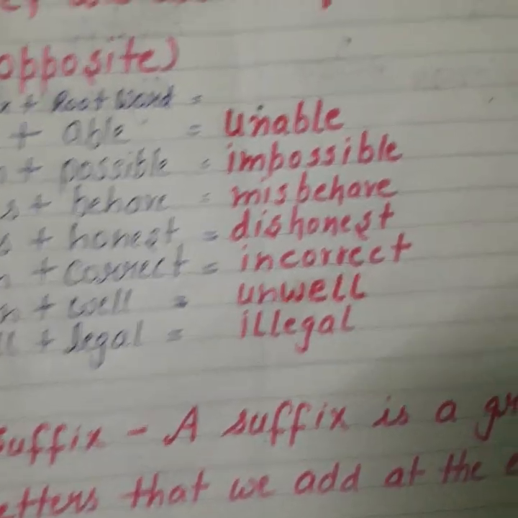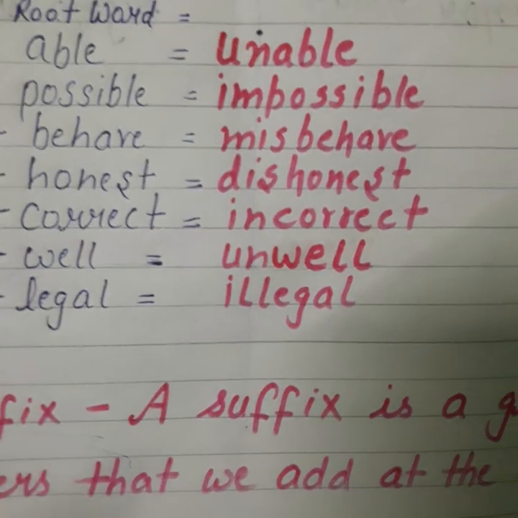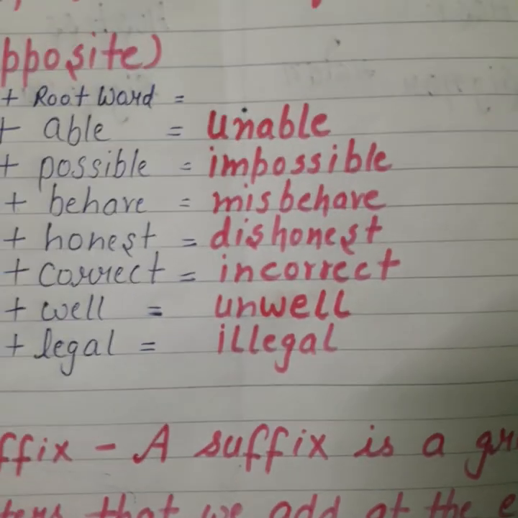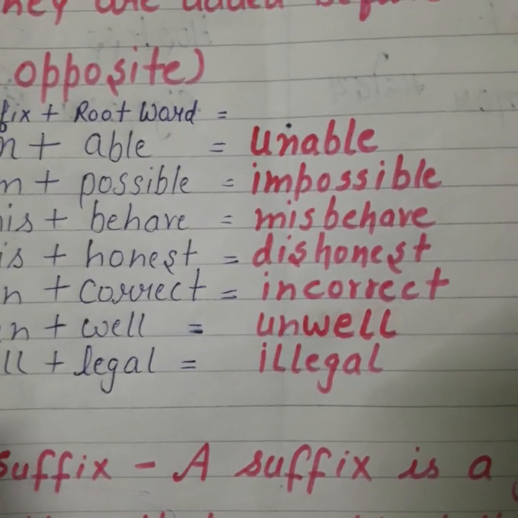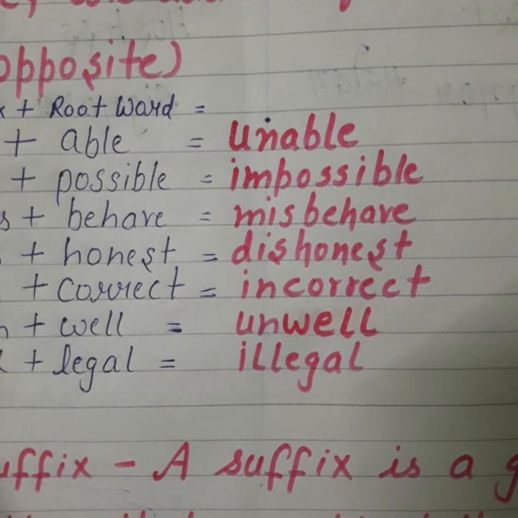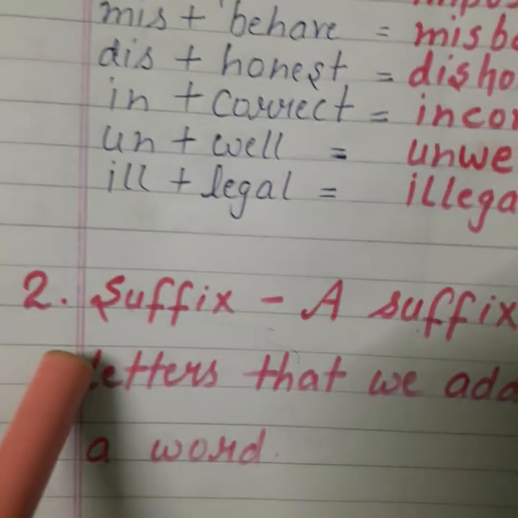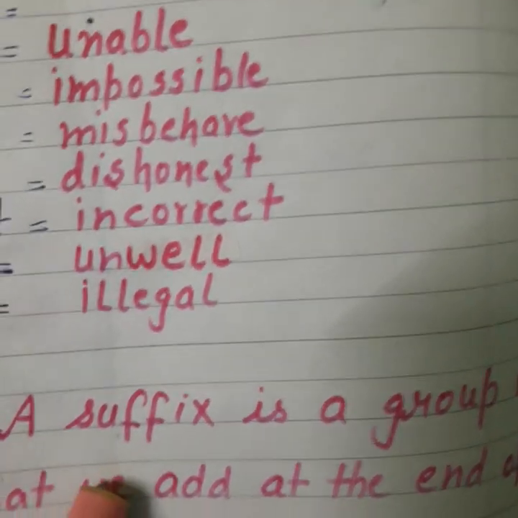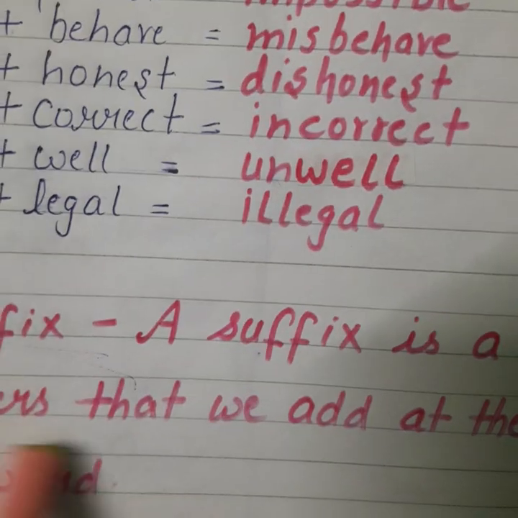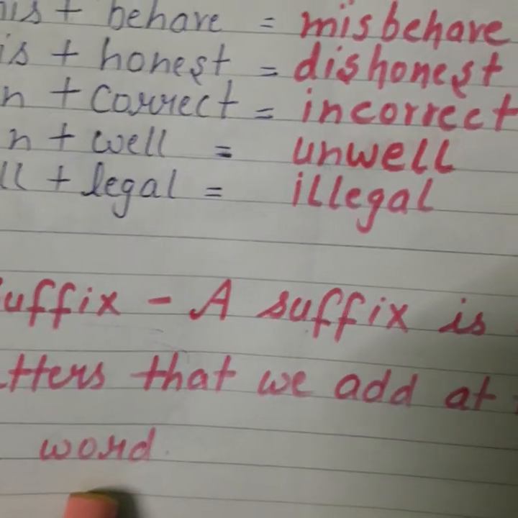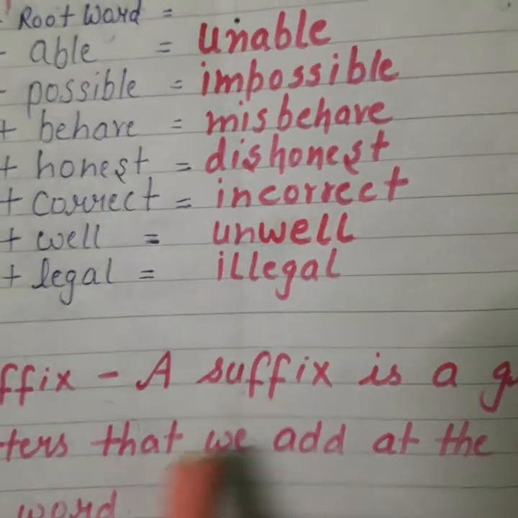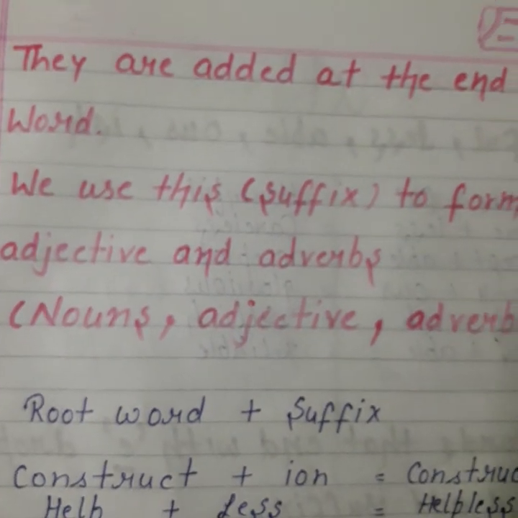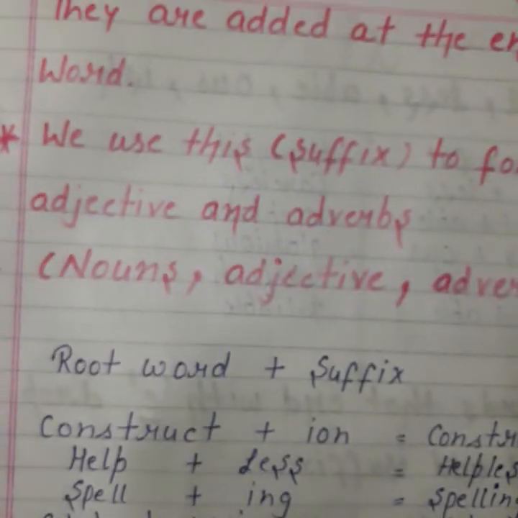Okay. Now the second one is suffix. Now suffixes are the opposite of prefixes. As we add a prefix at the beginning of a word, we add a suffix at the end of the root word. A suffix is a group of letters that we add at the end of a word. Suffixes are those which we add at the end of the root word.